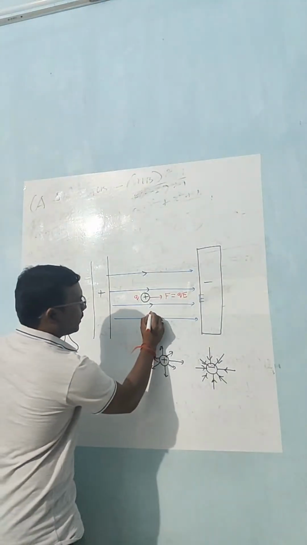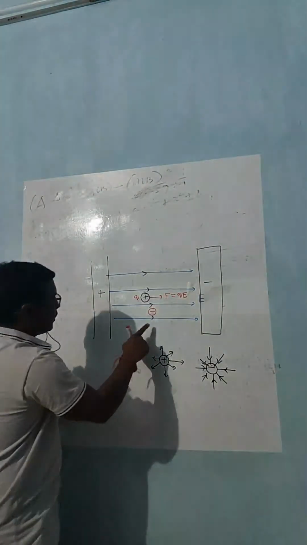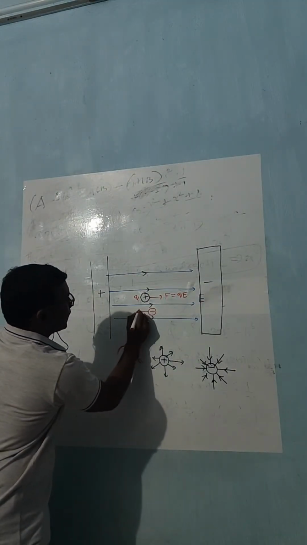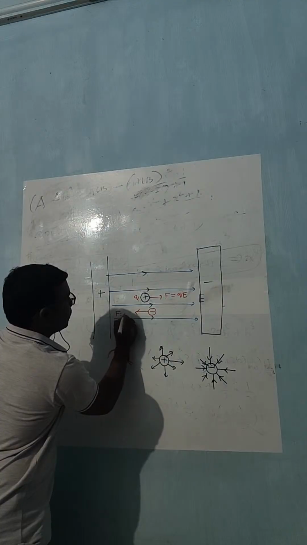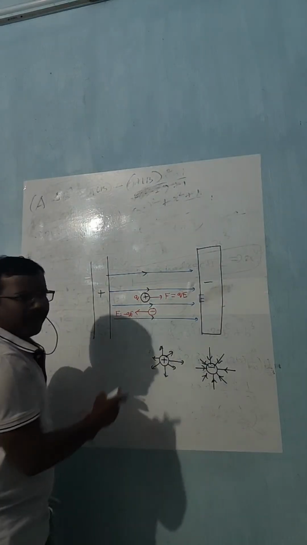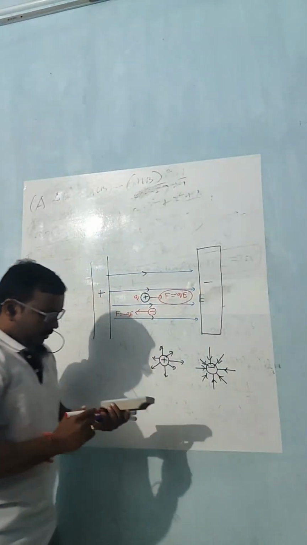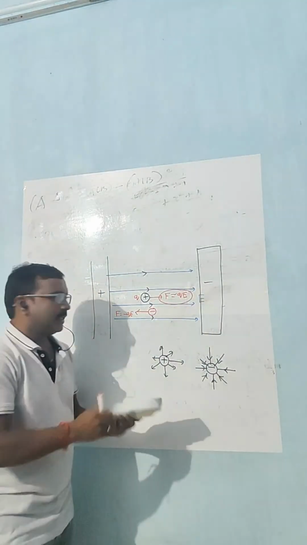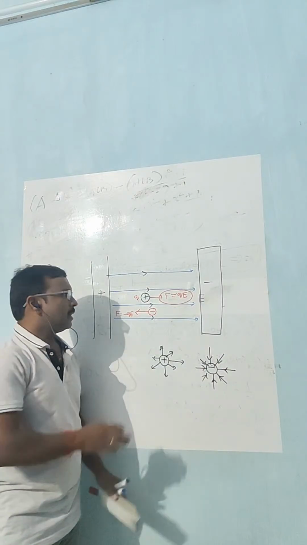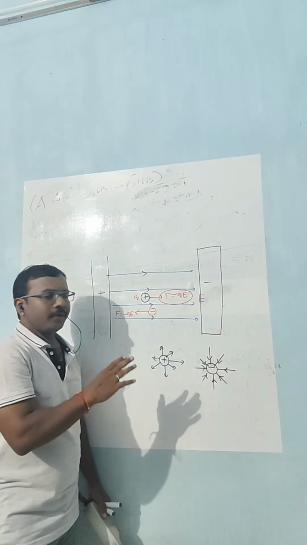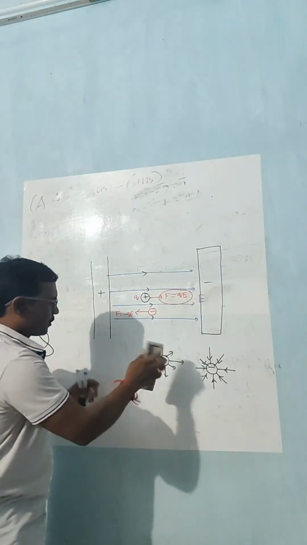If I place a negative charge here, these two are attracted, these two are repulsed. So it experiences a force F equals minus QE. That means here it has a force in the opposite direction. This is the concept: if the charge is placed in a uniform electric field, it experiences a force. So let us see now.